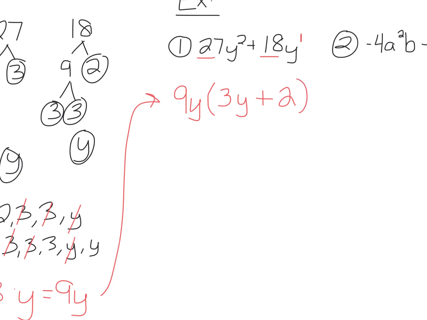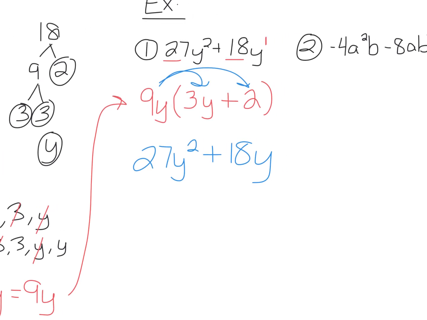How can you check if you got your answer right? Distribute it back, see if you got it right. So we take 9y times 3y, 27y squared, and then 9y times 2, 18y. Okay, highly, highly recommend using that to check yourself. Okay, since this is one of the first times you're doing it.